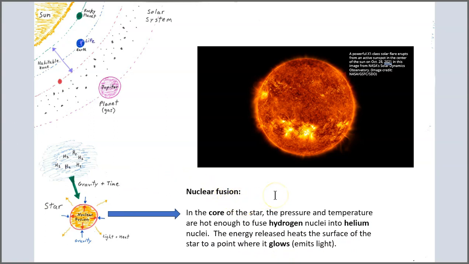Now, the details of fusion are as follows. In the core of the star, the pressure and temperature are hot enough to fuse hydrogen nuclei into helium nuclei. And the energy released heats the surface of the star to a point where it glows, and that means emitting light and heat. So stars shine light because their surface is really hot, and their surface is really hot because nuclear fusion is happening in the core of the star.